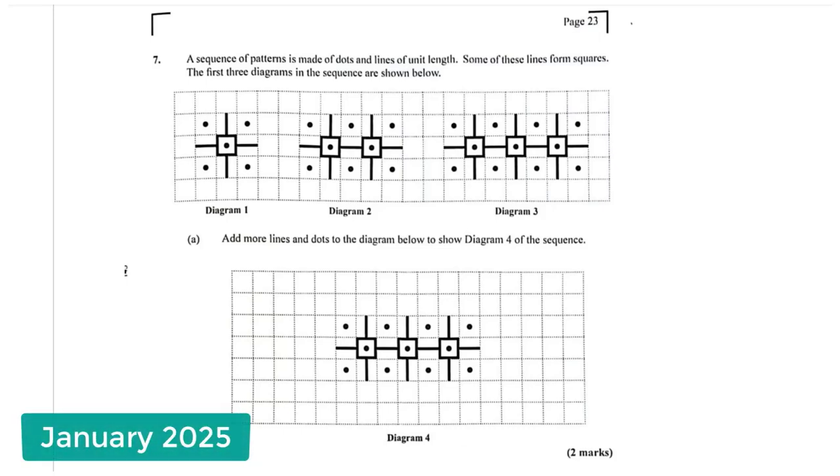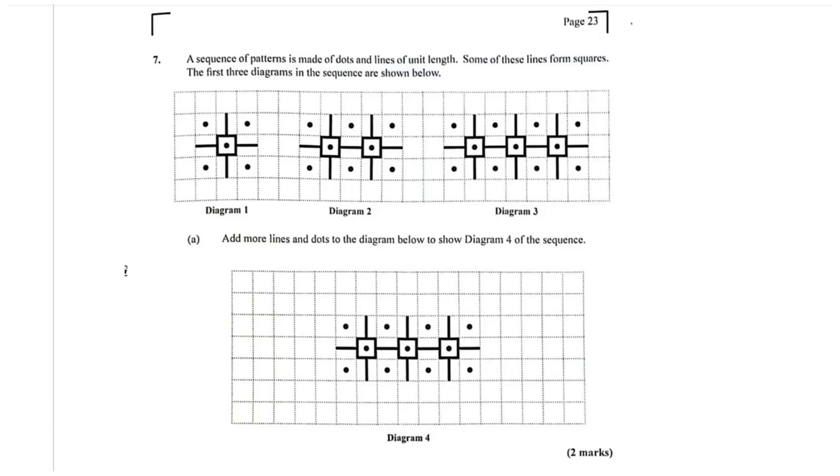A sequence of patterns is made of dots and lines of unit length. Some of these lines form squares. The first three diagrams in the sequence are shown below. So first we're going to analyze each one of the diagrams.